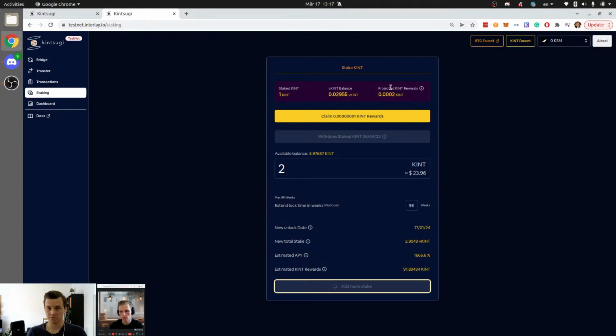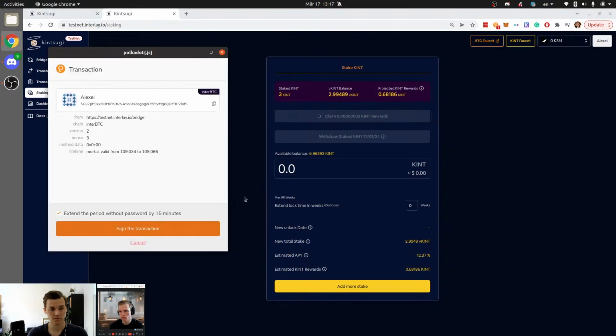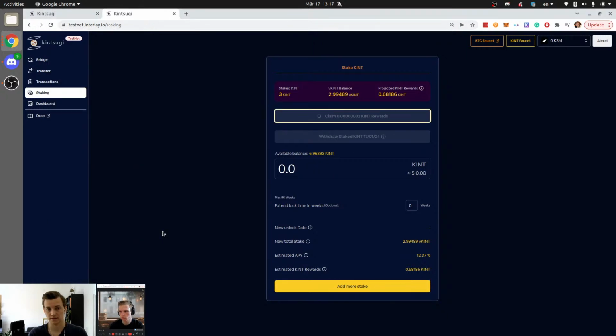But essentially, this completes this kind of very simple guide. If you follow these steps, you'll be able to stake your KINT, extend your staking duration, deposit more KINT into staking, and now, once this transaction is complete, I will show you how to withdraw your KINT rewards. If you want to claim your KINT rewards, simply hit this button, and that's it. We will see KINT added to our balance, and this completes this guide.